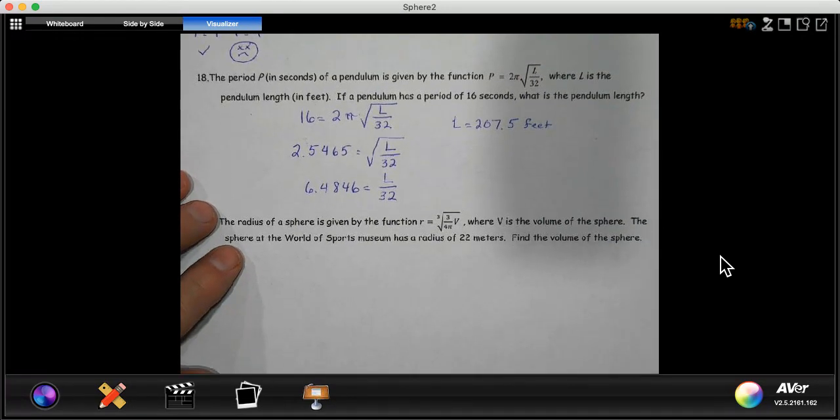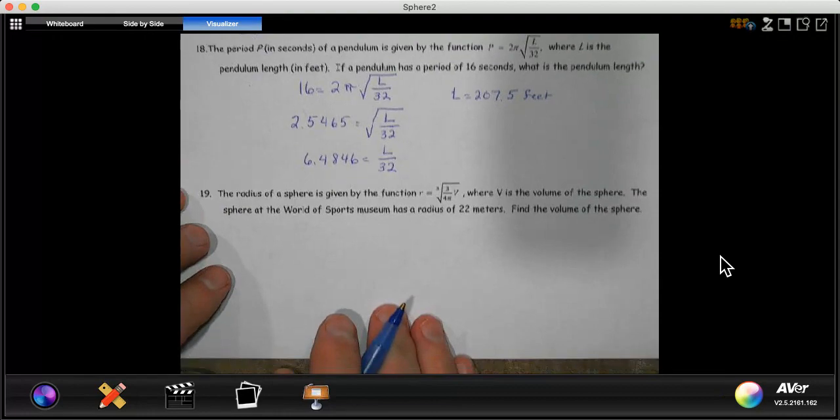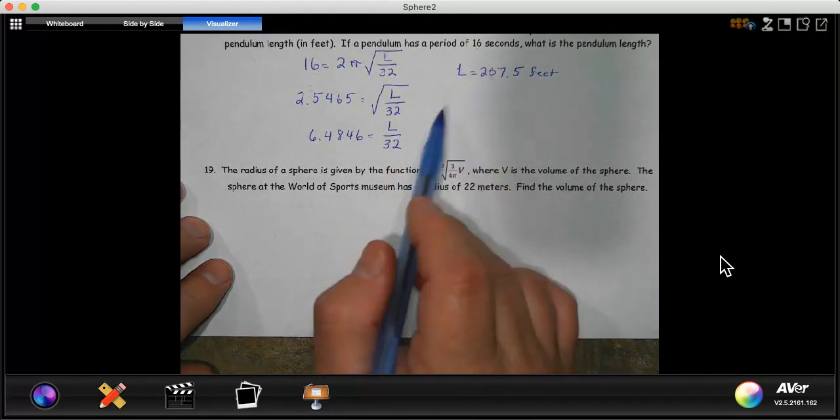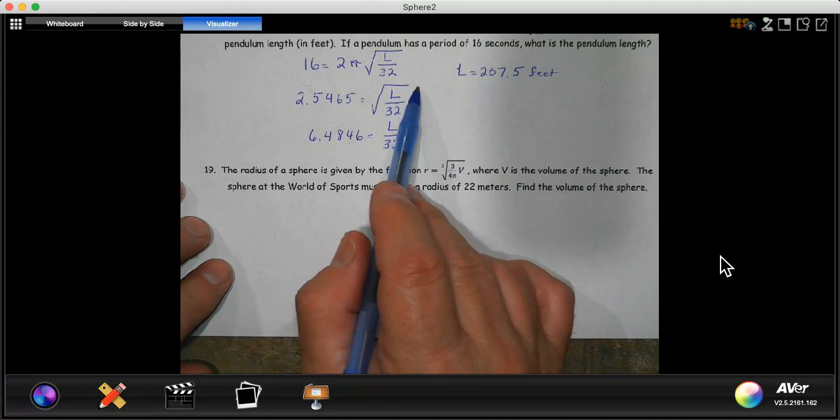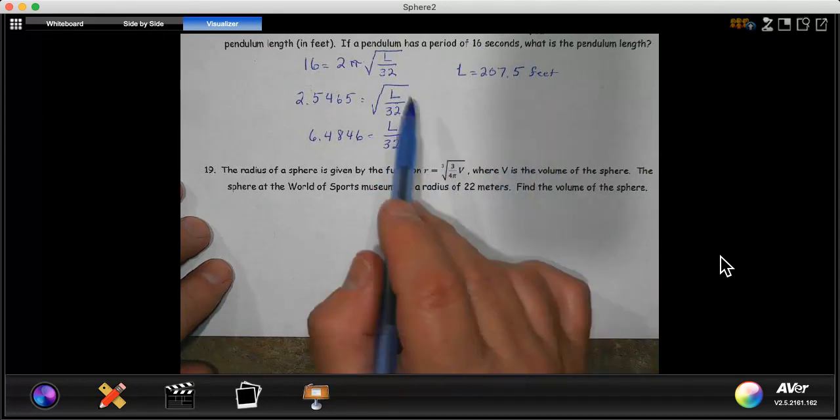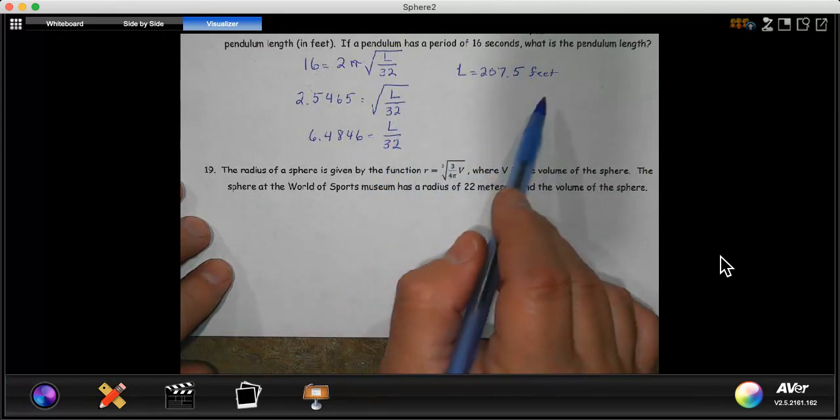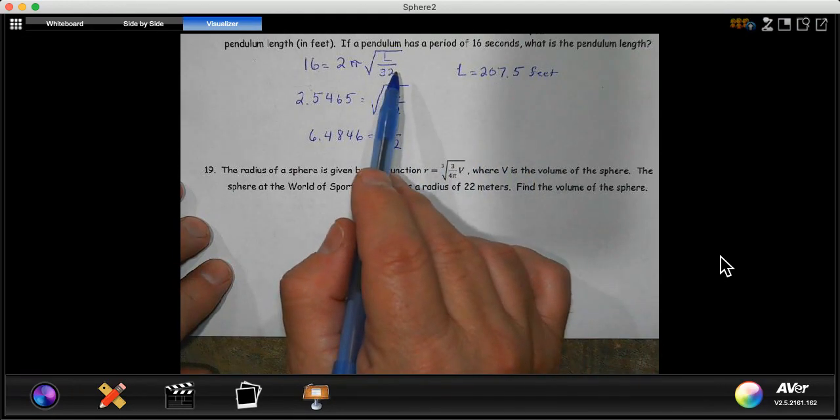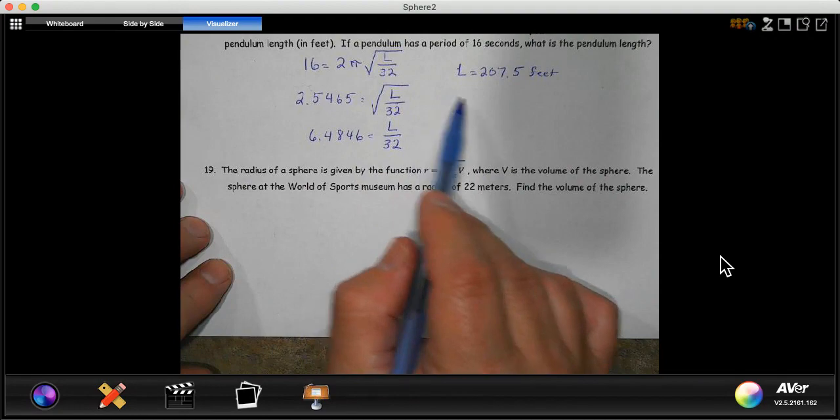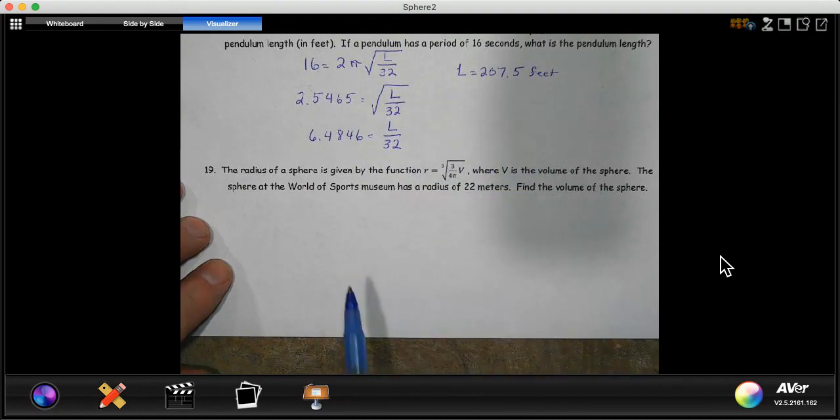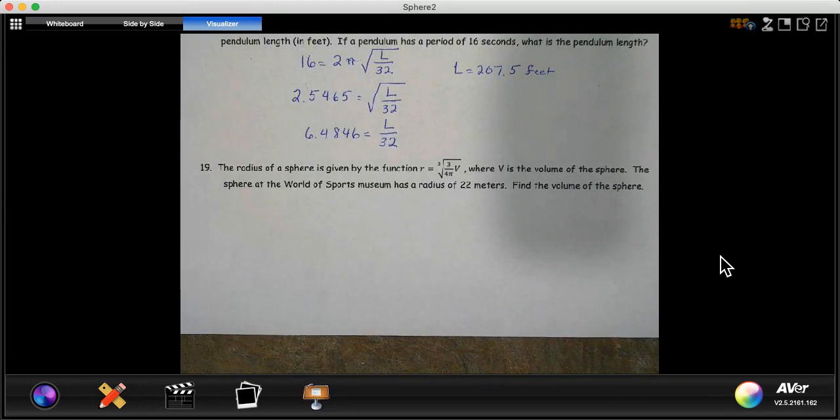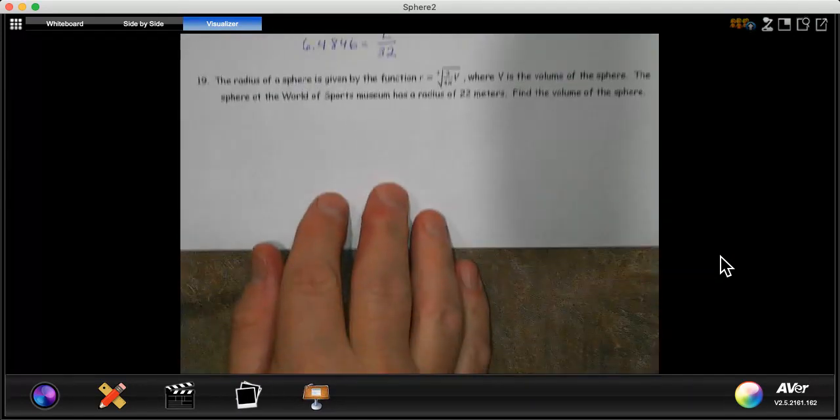Pretty cool. Think about that, though. It took 16 seconds to go through one cycle. So think of a pendulum that swings like this. If it swings and then comes back in 16 seconds, that's a pretty big pendulum. Pretty cool, though. All right, radius and volumes.